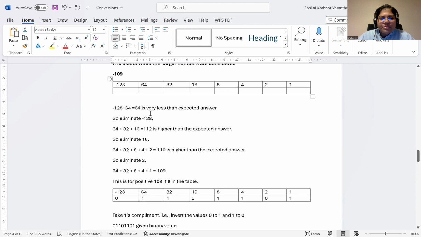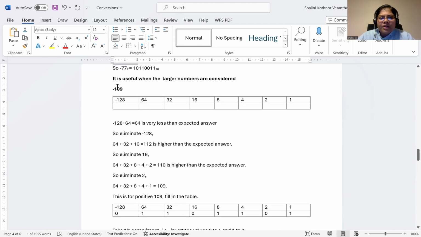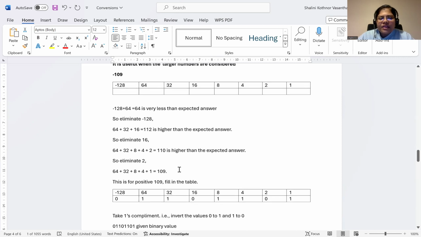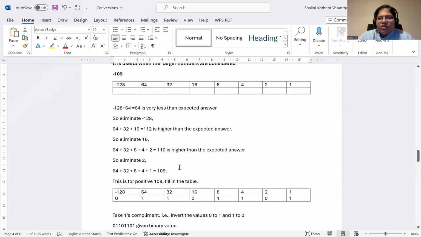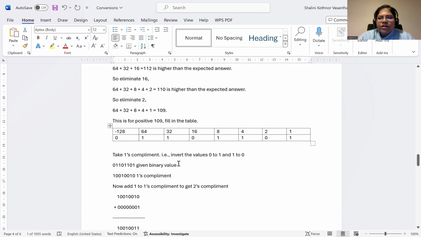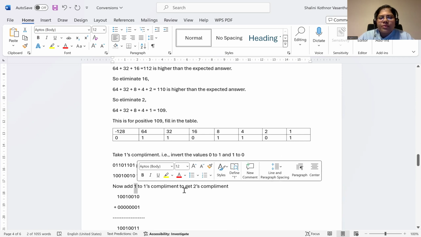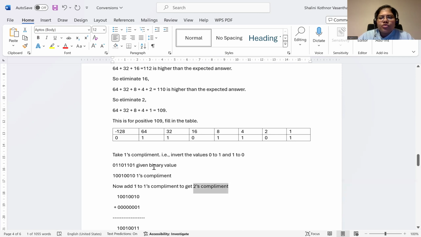So what are the steps that you will follow? Any negative number that you are given, convert it into a positive number. After assuming the positive value, get the corresponding binary number of it using the table. After getting the binary value, find the one's complement. That is, convert all the zeros to one and ones to zero, the opposite values. After getting the one's complement, add one to it so that you get the answer in two's complement. And be careful when you are doing the addition.